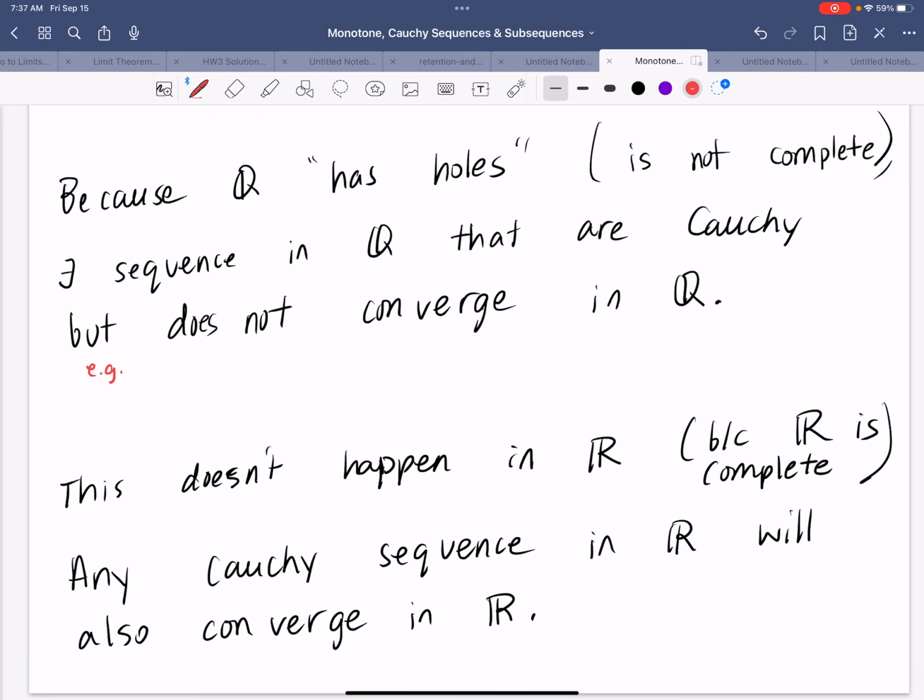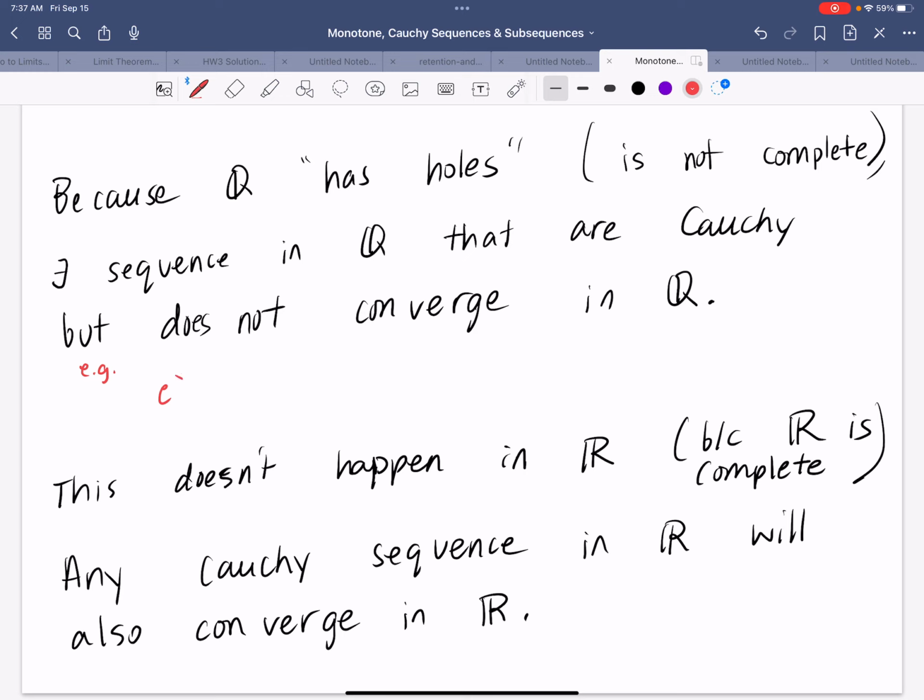So do you remember e to the x is expressed as a power series as x to the n over n factorial? So e to the 1 is just going to be the sum of 1 over n factorial, which means e is the limit, as n goes to infinity, of the partial sums. Do you remember this from calculus?